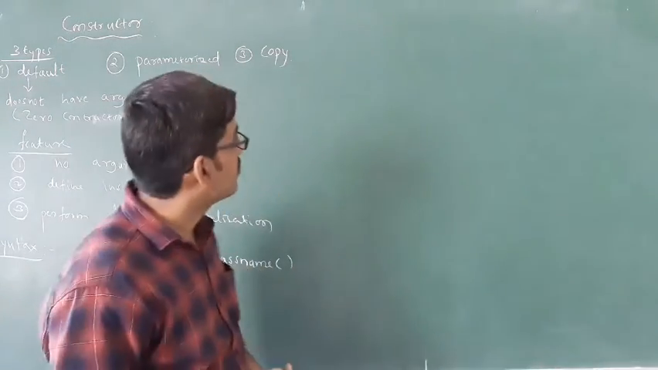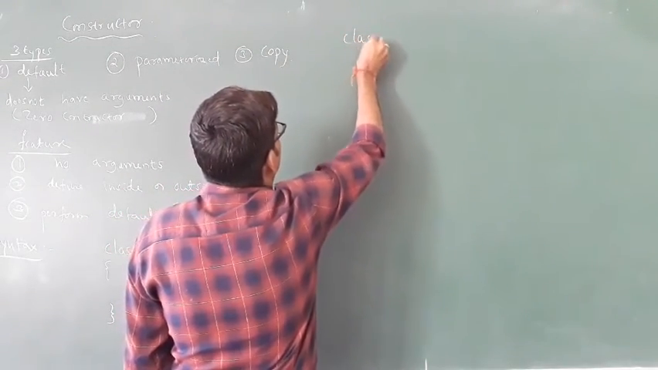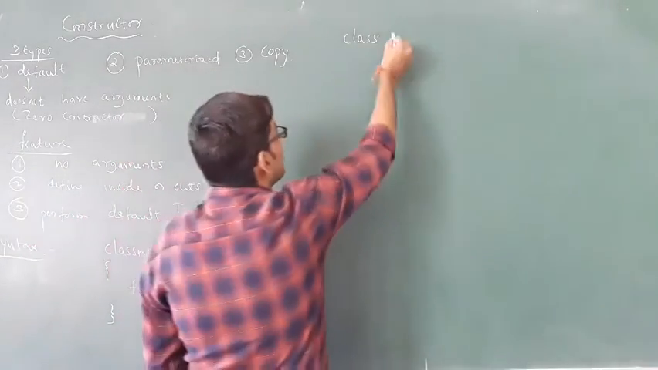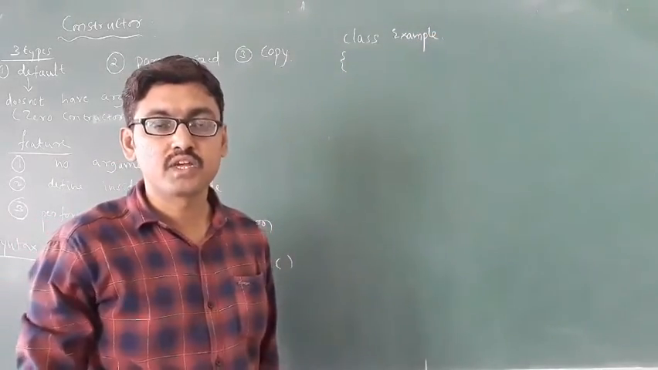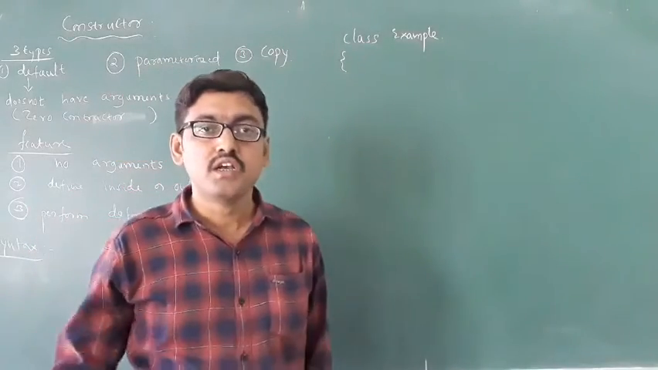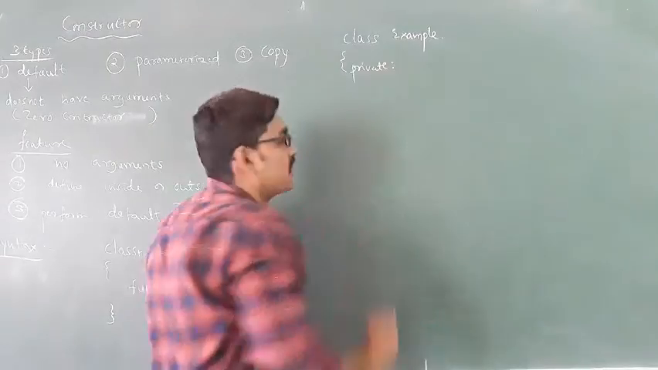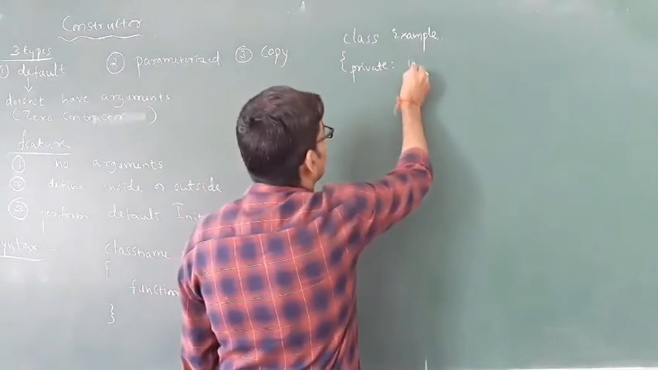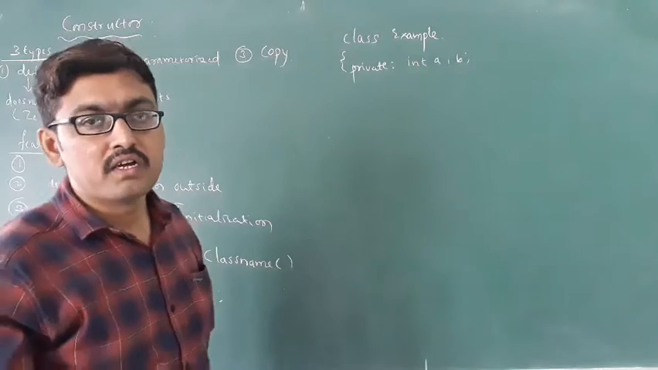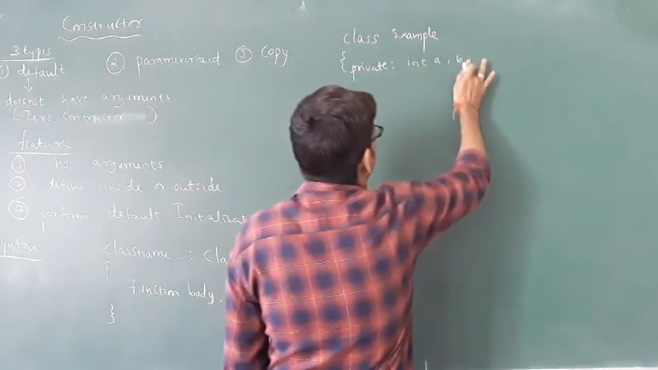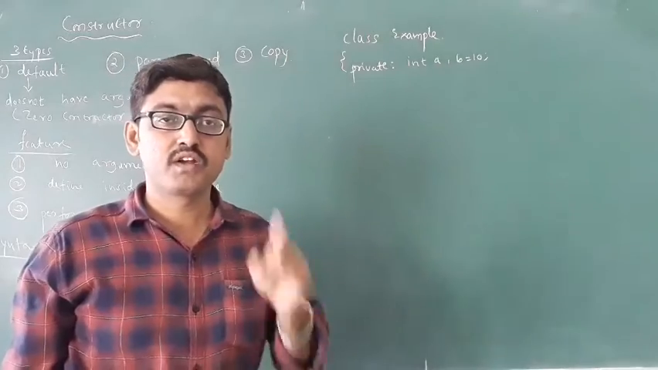For example, I'll give one small example. I am taking one class, and the class name is example. Otherwise you can take Bapuji, your name also. Then I am taking a private section. Here you declare the data members. If in a program you initialize the value here, for example b = 10, then you are getting errors. Definitely you are getting errors.